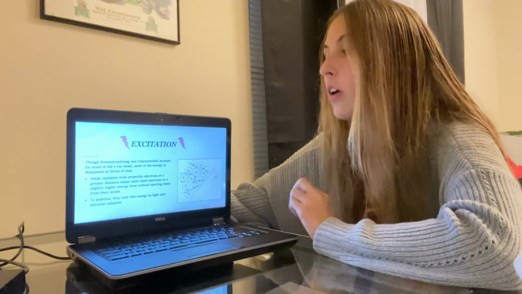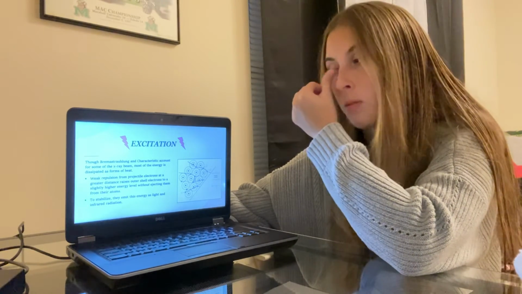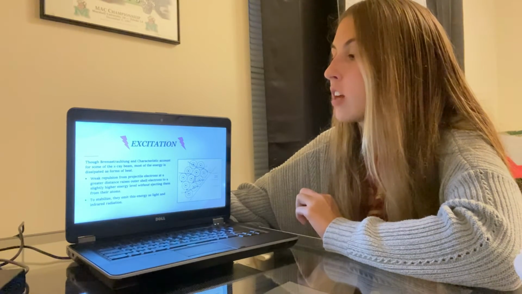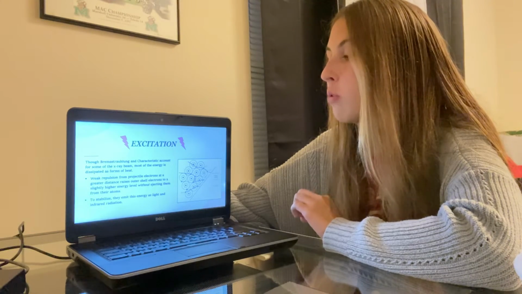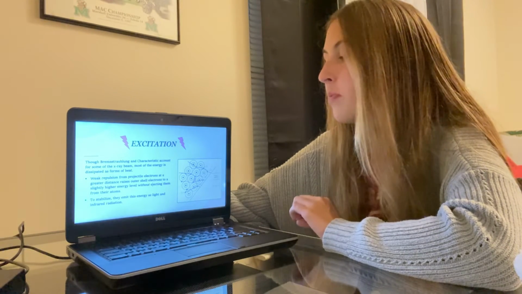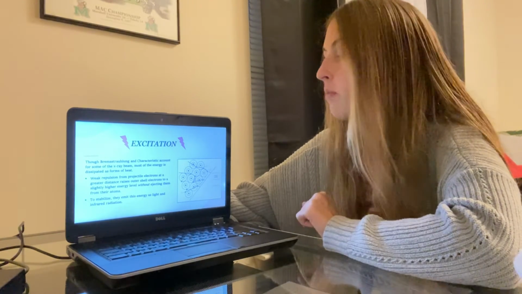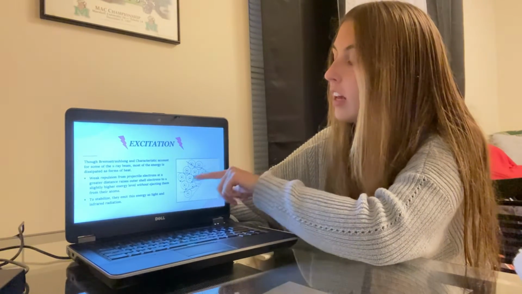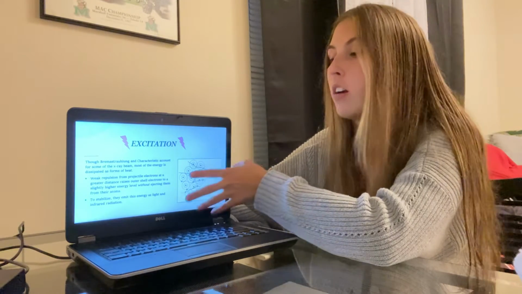Excitation. Though bremsstrahlung and characteristic account for some of the X-ray beam, most of the energy is dissipated as forms of heat. Weak repulsion from projectile electrons at a greater distance raises the outer shell electrons to a slightly higher energy level without ejecting them from their atoms. To stabilize, they emit this energy as light and infrared light. So basically, there's too much built-up energy here, and they can't release these electrons, so they have to give off that energy as light.